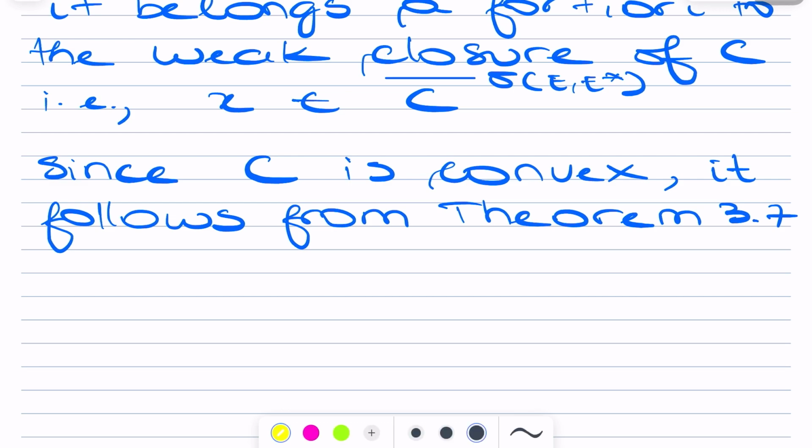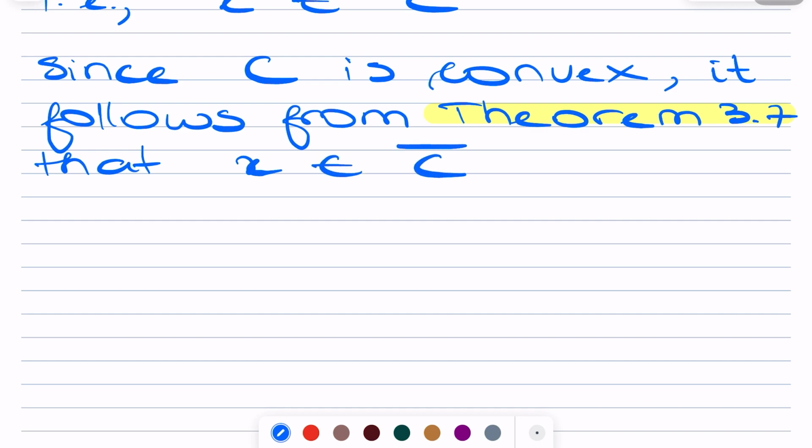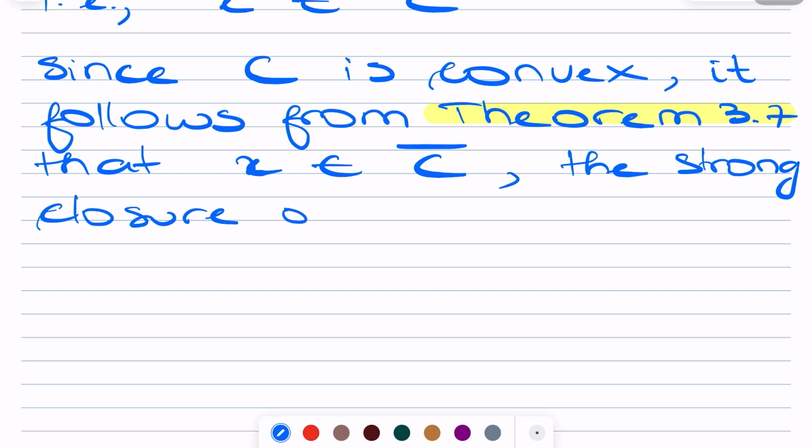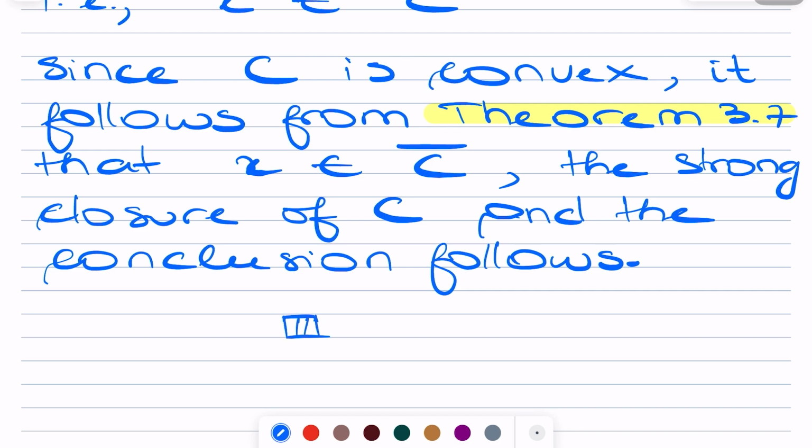So let me highlight this. It follows from theorem 3.7 that x is an element of the strong closure of C. x belongs to the strong closure of C. And well, the conclusion follows. So we are done. If x is in the strong closure of C, then by definition you can always find a sequence of elements of C that converges strongly to x, and elements of C are convex combinations of elements of the sequence x_n. So good.